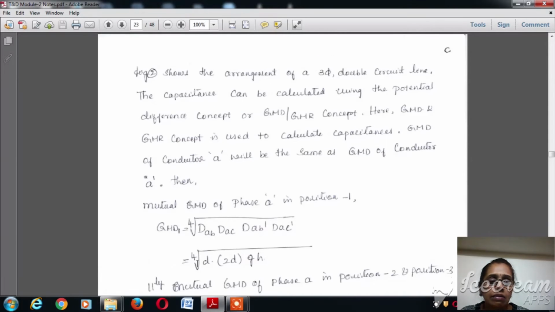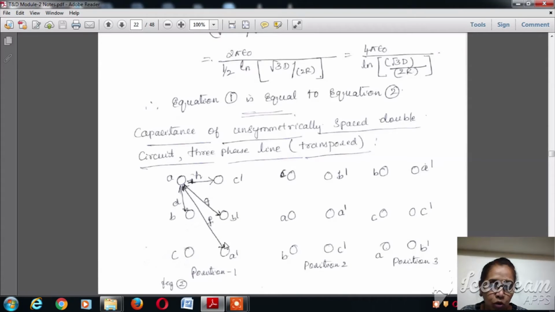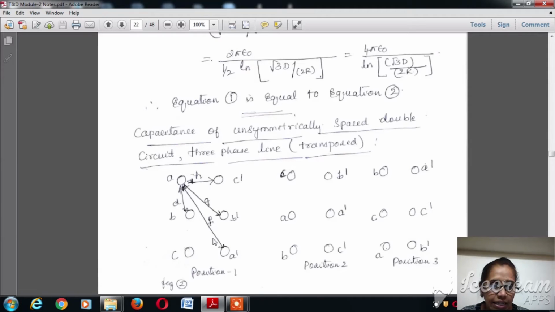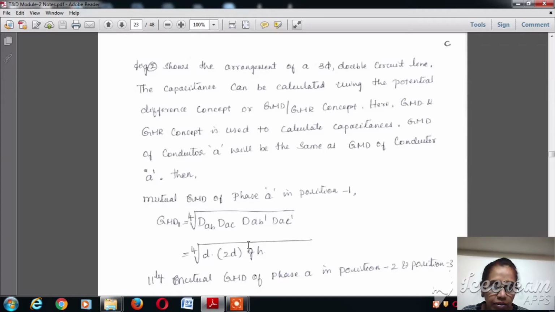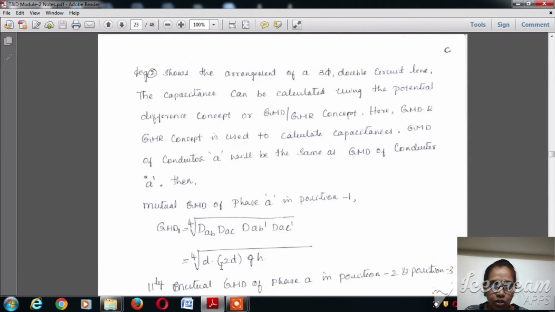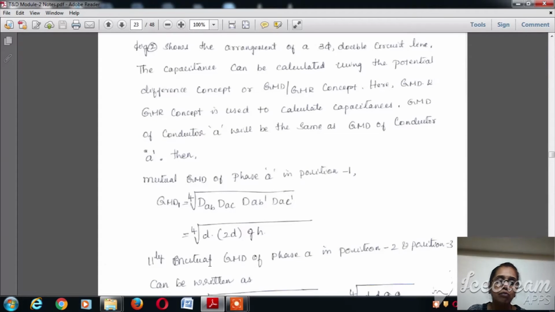Now the 4th root of small d, DAB, is equal to small d, multiplied by DAC. DAC is equal to D plus D, that is 2D, multiplied by DAB dash. DAB dash is G, DAC dash is H. So the expression becomes the 4th root of D into 2D into GH.